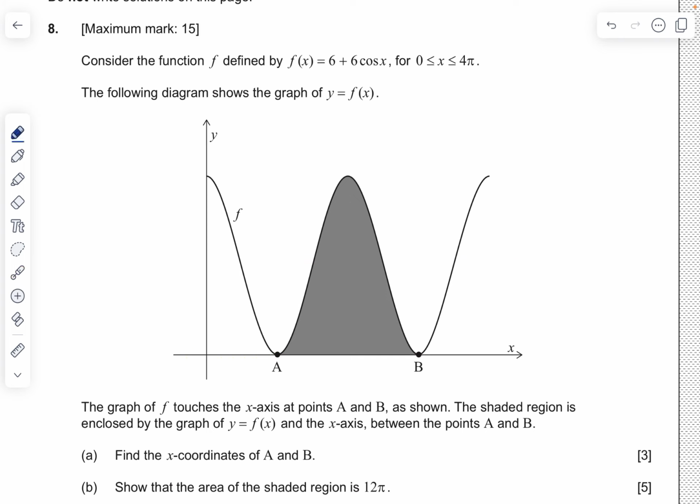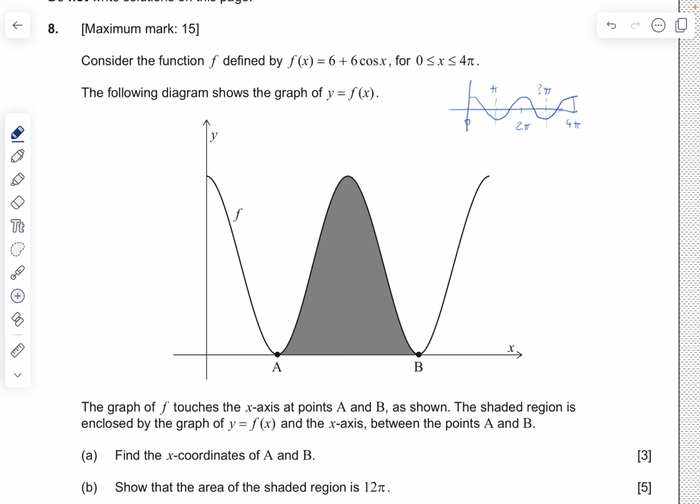And so I look at a cosine graph, and a cosine graph looks like this between 0, 2 pi and 4 pi. So I want the two minimum points here and here, which are actually at pi and 3 pi. If we want to check that, let's just check it and see.